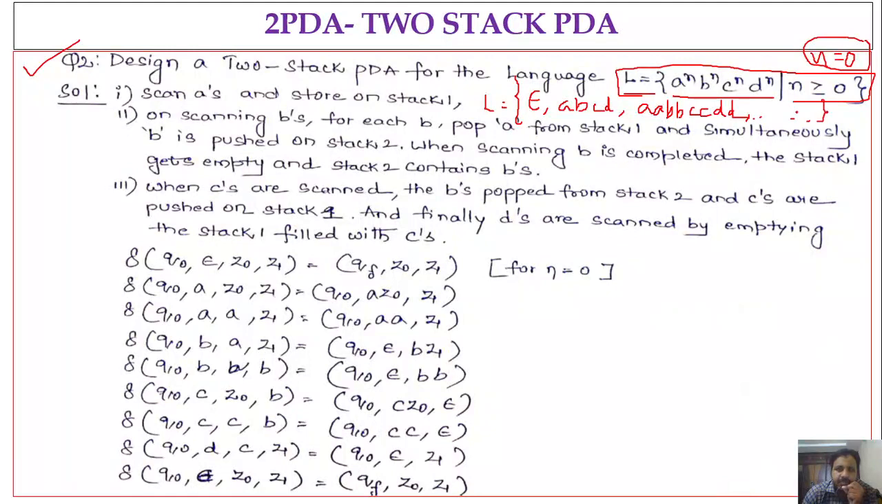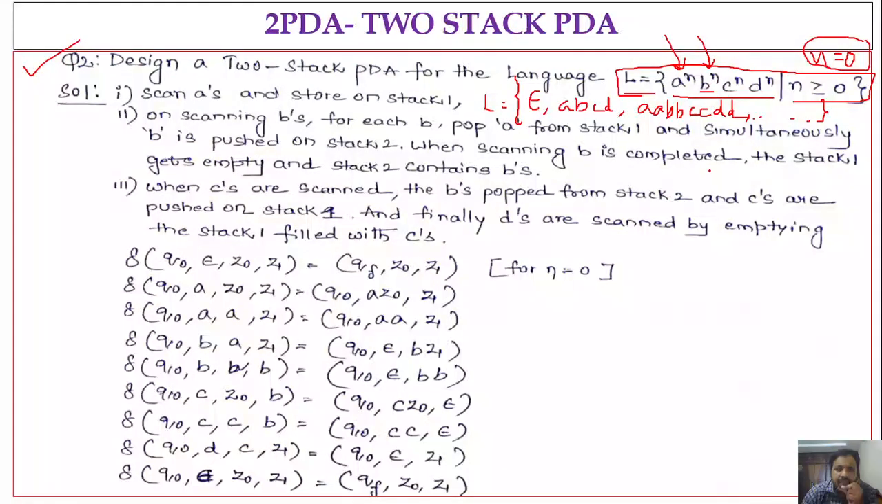Right. So how do we implement this logic, a power n, b power n, c power n, and d power n? First, the moment we get a, push those a's onto stack 1. The moment we get b, compare that b with a and pop stack 1. So whenever we get a b, first compare that b with the top of stack 1, and push that b onto stack 2.